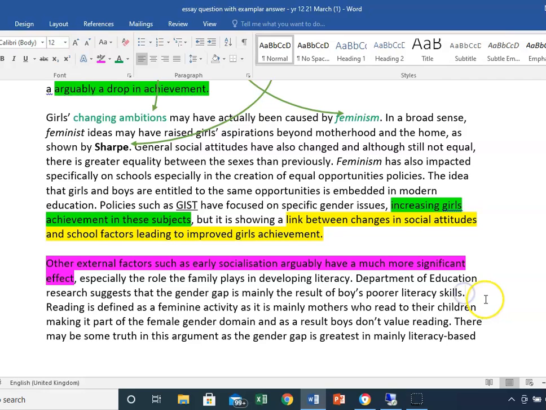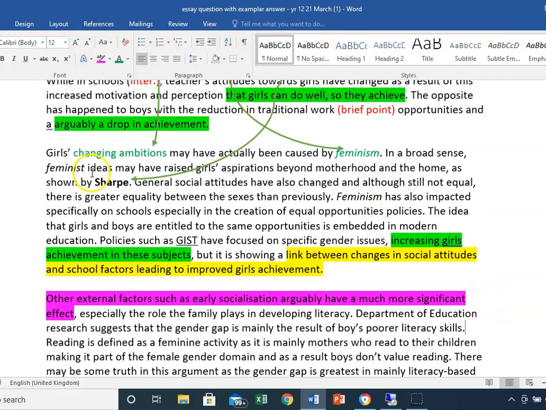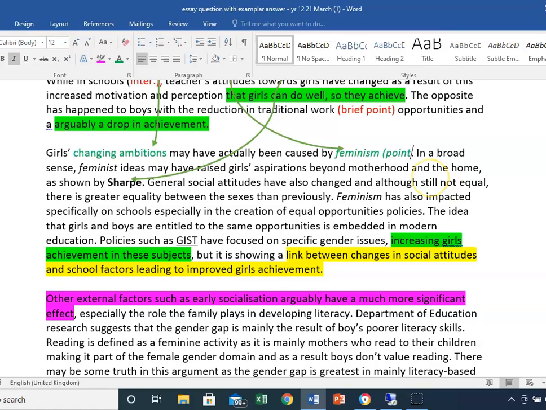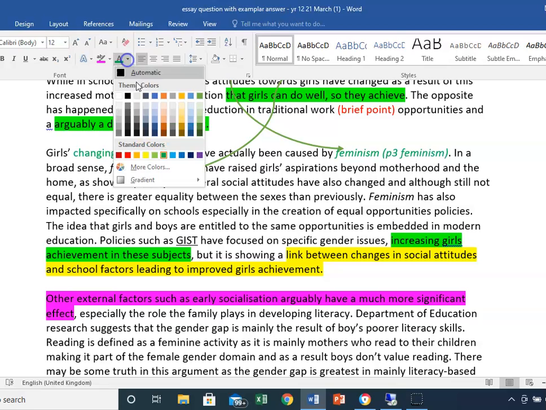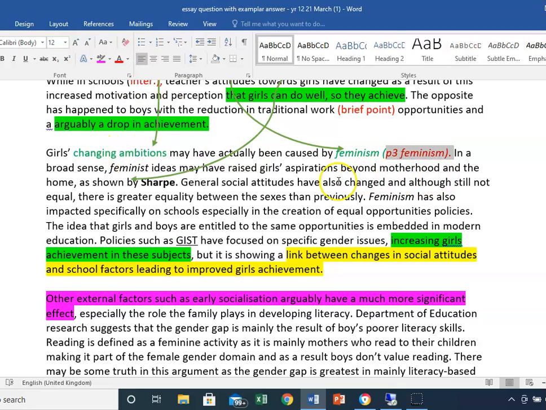Okay. I forgot to add in the points above. So, sorry, feminism is point 3 is feminism. That should be red. Sorry. And policies, equal opportunity policies.